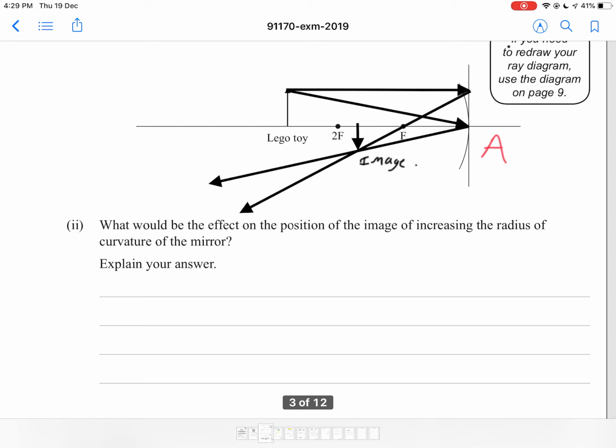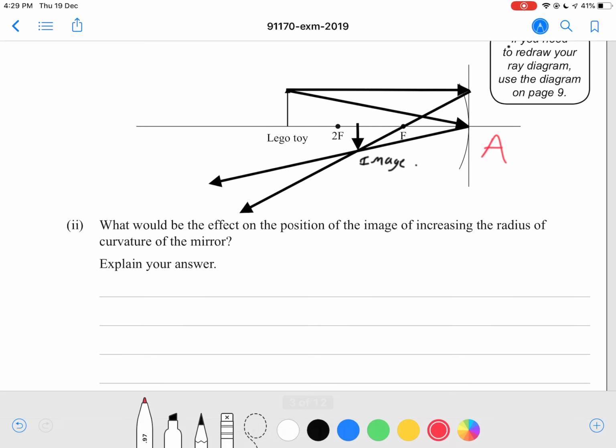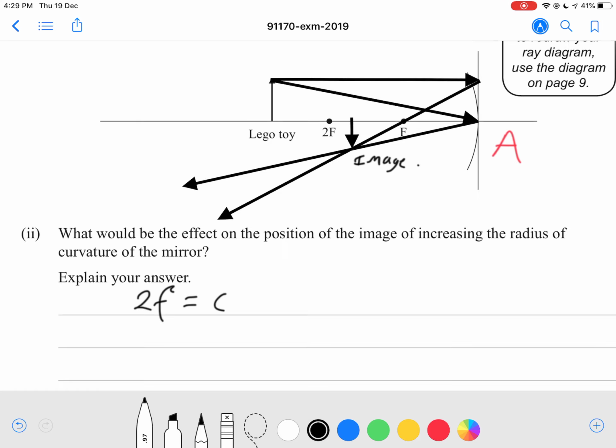Okay, so what would be the effect on the position of the image of increasing the radius of curvature of the mirror? Alright, so we know that our center of curvature is equal to two times our focal point. Actually, no, it's the other way around. Two times our focal point is equal to our center of curvature. We can say it's our C. So if we increase our radius of curvature, then our focal point will also increase.